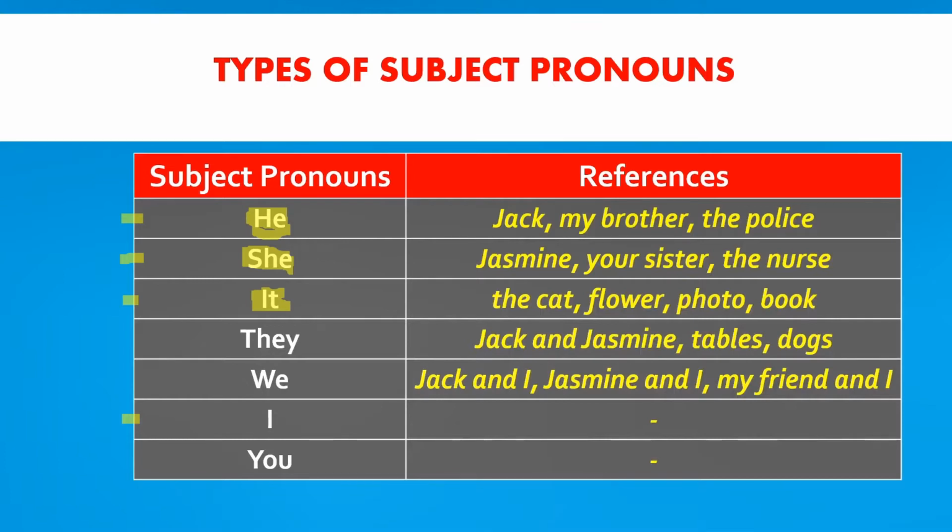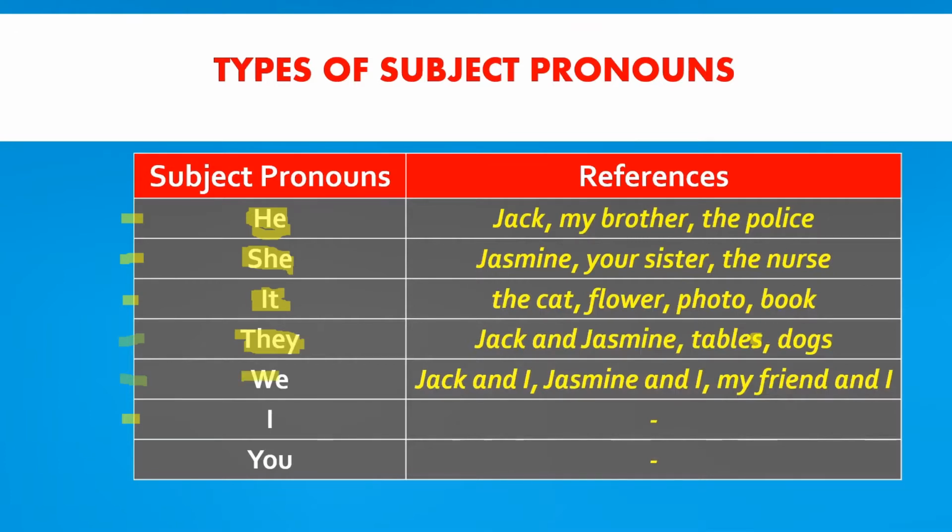Then we have the subject pronoun they. When we use the subject pronoun they, it means that we are referring to many people. For example, you can see the example Jack and Jasmine. There are two people here, Jack and Jasmine. Tables, look at the word s, and dogs, look at the word s. It means that there are more than one.